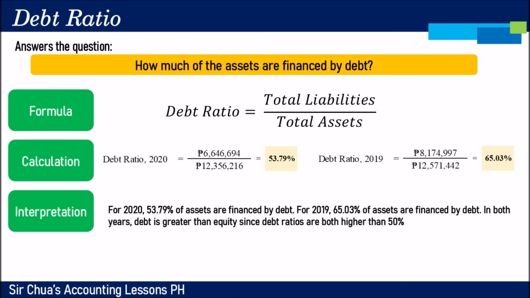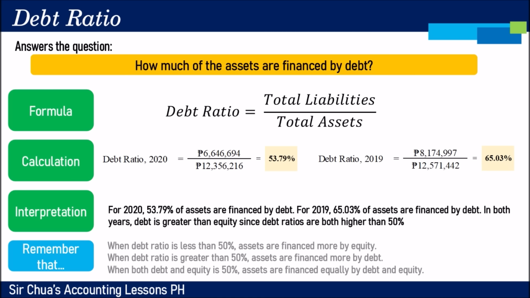Higher than 50%. So always remember, in debt ratio, when debt ratio is less than 50%, assets are financed more by equity. For example, kung ang debt ratio mo 45, edi 55% yung equity mo, mas malaki equity mo, di ba? Okay?